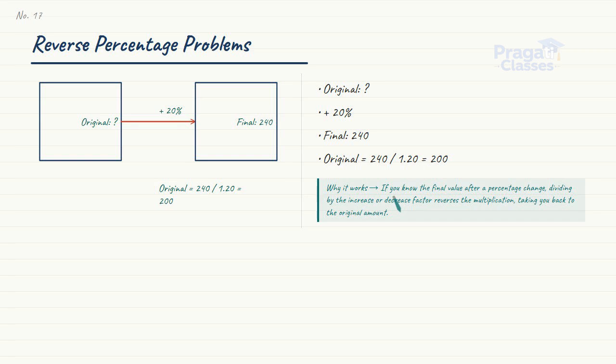To undo that multiplication, we divide. 240 divided by 1.20 gives us 200. And here's why that works: dividing by the increase factor reverses the multiplication, taking you straight back to the original amount. This is super handy when you see a price after tax and want to know the pre-tax amount.